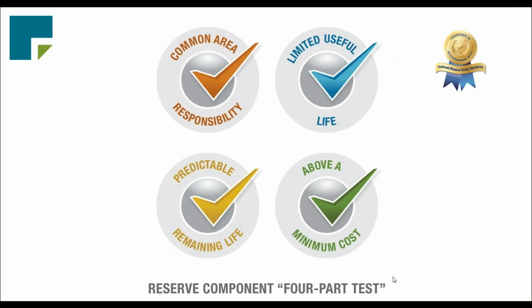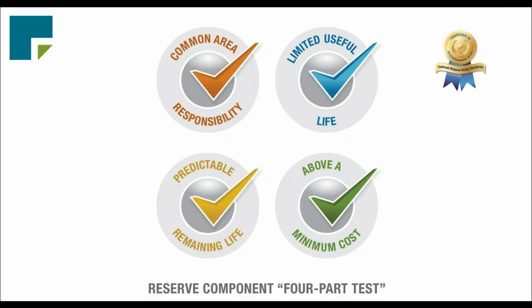So, starting at the top, to be included in your reserve component list, a project needs to pass all four parts of this test. First, it needs to be a common area maintenance responsibility, not private property or owned or maintained by another entity. Second, it needs to have a limited useful life, not something that is expected to really last forever. Third, it needs to have a predictable remaining useful life. If you can't anticipate when it will need to be replaced, if you can't put a year on it, then by definition it's unpredictable and you can't plan for it in your reserve budget.